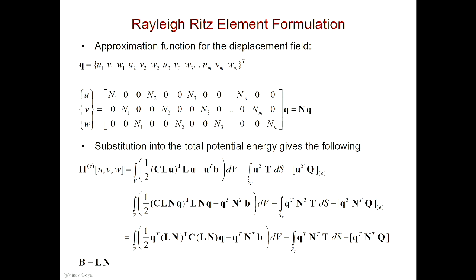All right, so I'm ready. I'm ready to plug in my approximation function, which is this one. This is my approximation function. These are my basis functions, and these are the unknown coefficients in Rayleigh-Ritz. So I'll plug this into my total potential energy.